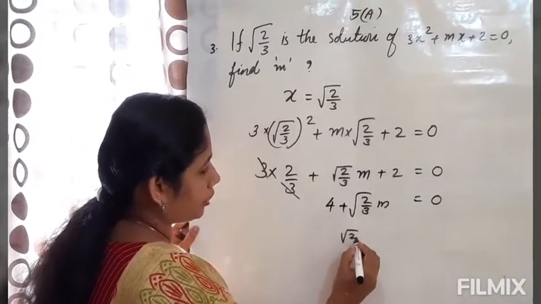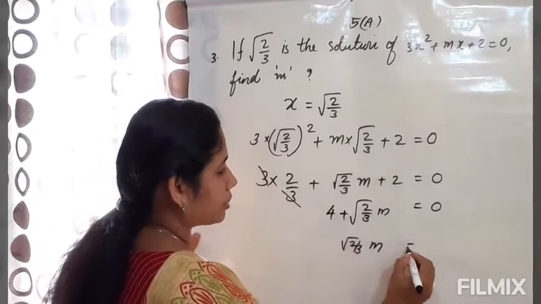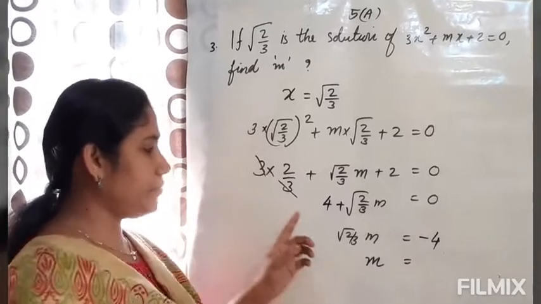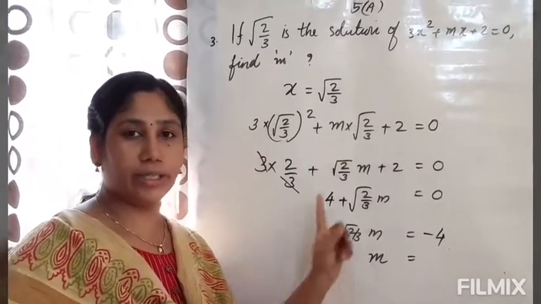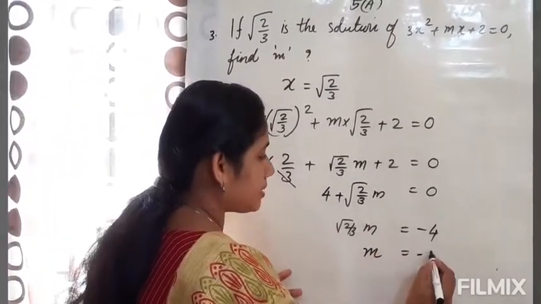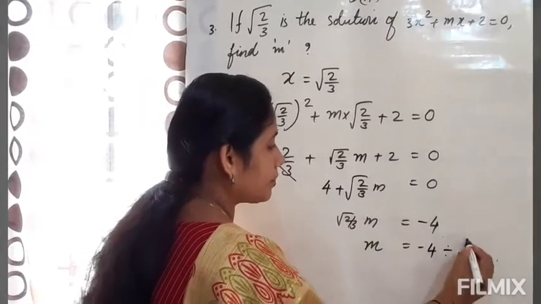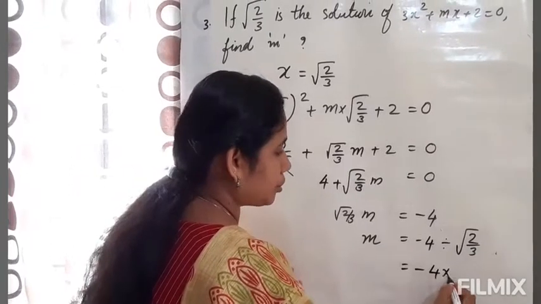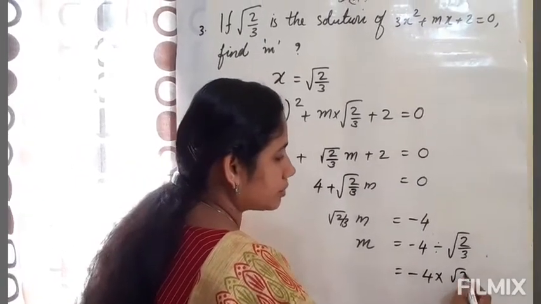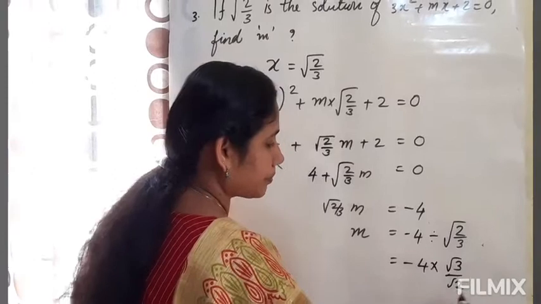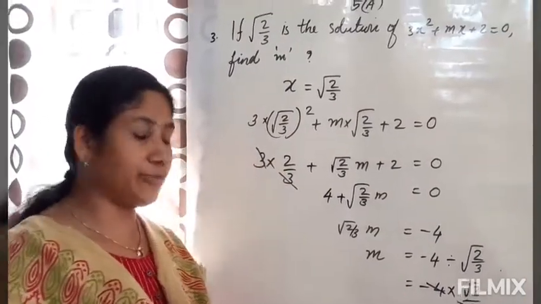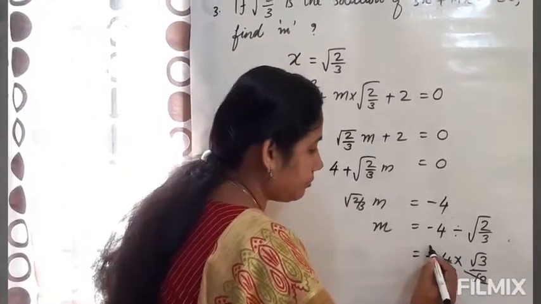4 plus square root of 2 by 3 m is equal to 0, or square root of 2 by 3 m equal to negative 4. We need the value of m only, so we transfer this square root of 2 by 3 to the right side. That is minus 4 divided by square root of 2 by 3. Minus 4 into, multiply the reciprocal, root 3 by root 2. We know that root 2 into root 2 is 2. So what is negative 4 by root 2? Negative 2 root 2.